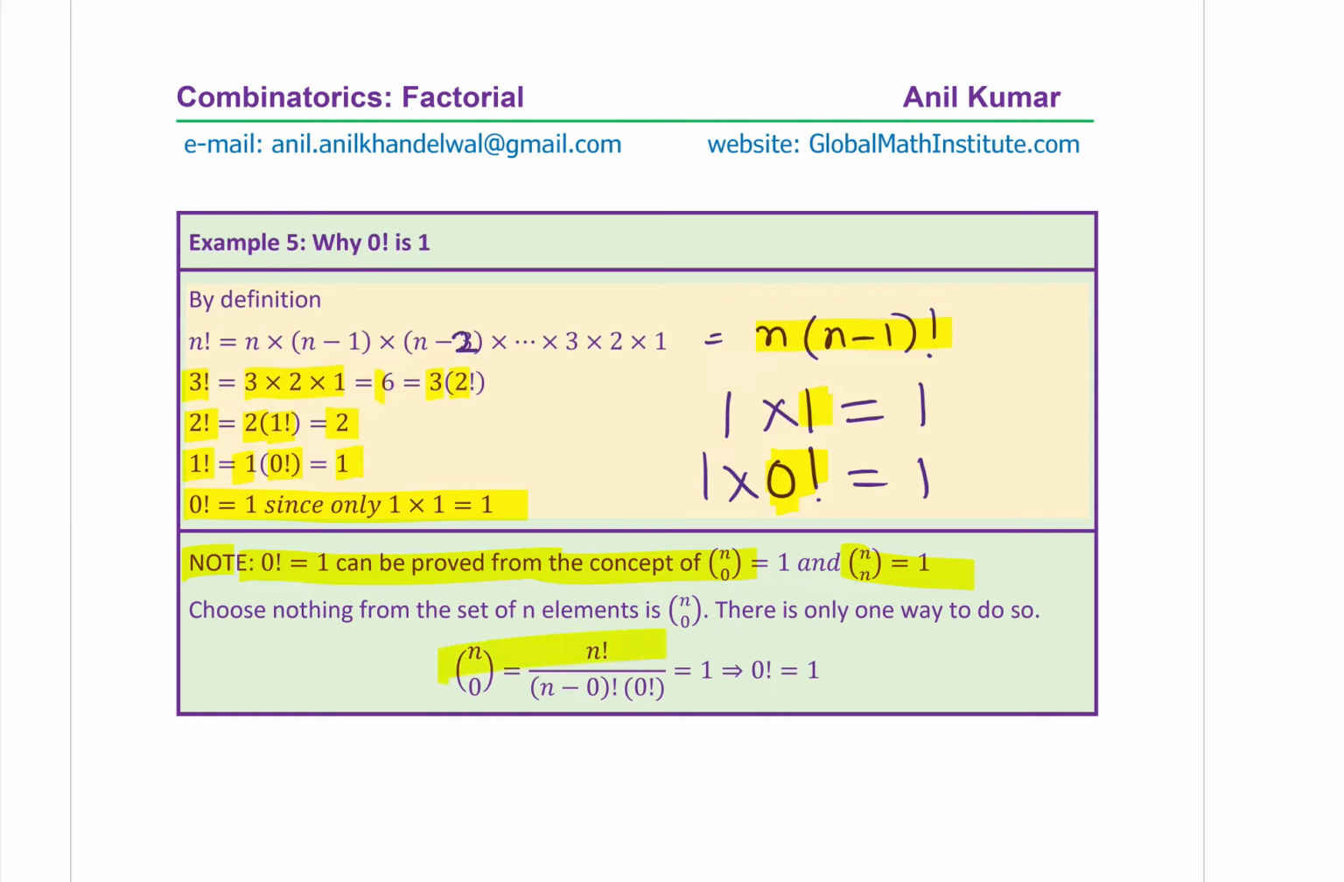And the third way is the formula itself. So if we have nC0, it is given as n factorial divided by (n minus 0) factorial times 0 factorial. Well, 0 factorial has to be 1 to make the statement true. And that is why it is 1. So there are so many ways, three of which you have seen here itself.